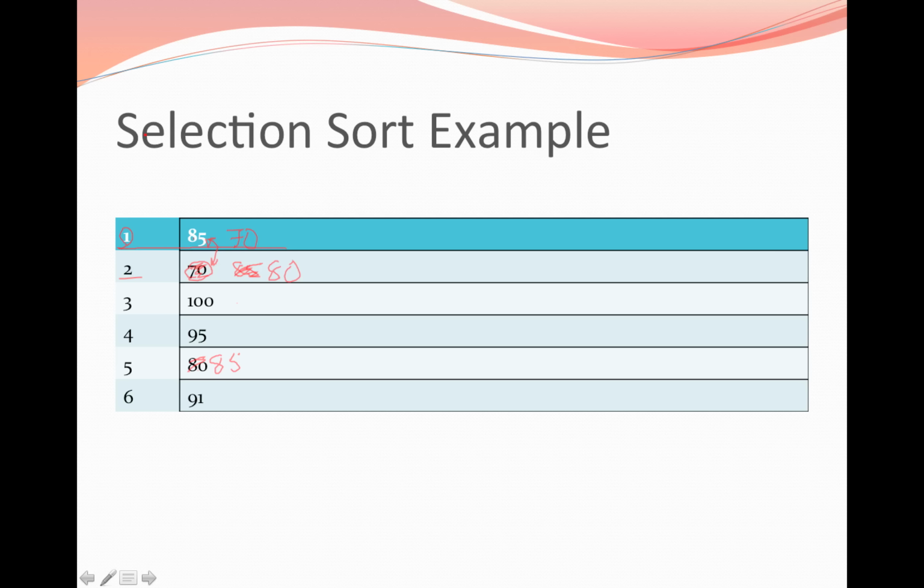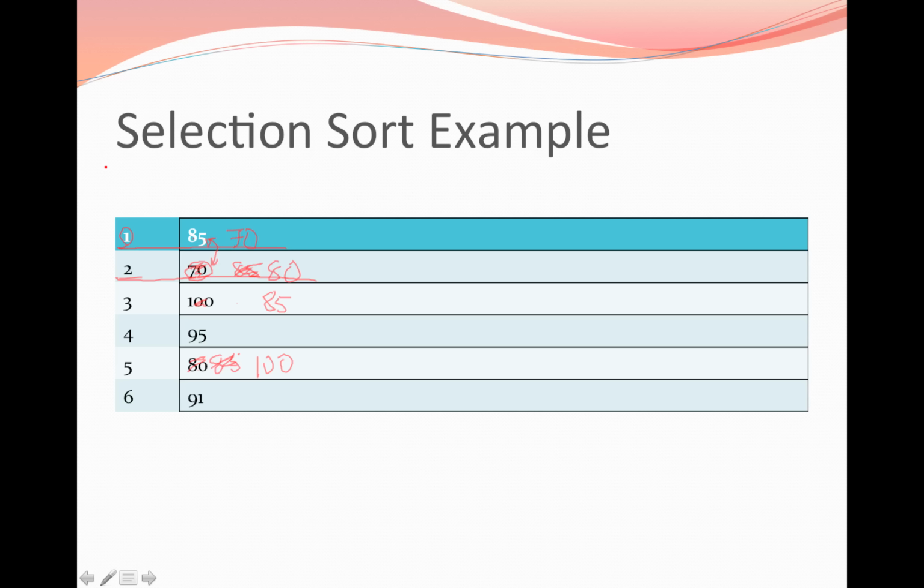So now we have the two smallest values in the first two elements in the vector, so we're done with the first two elements. We basically don't have to look at these two elements anymore. So now we're on the third element. We have 100 there. That's the smallest so far, but now we're going to look and see if there's anything smaller, and we find that the 85 is smaller. So we're going to put the 85 in the third element in the vector by exchanging with the 100. So now we're done with the first three elements.